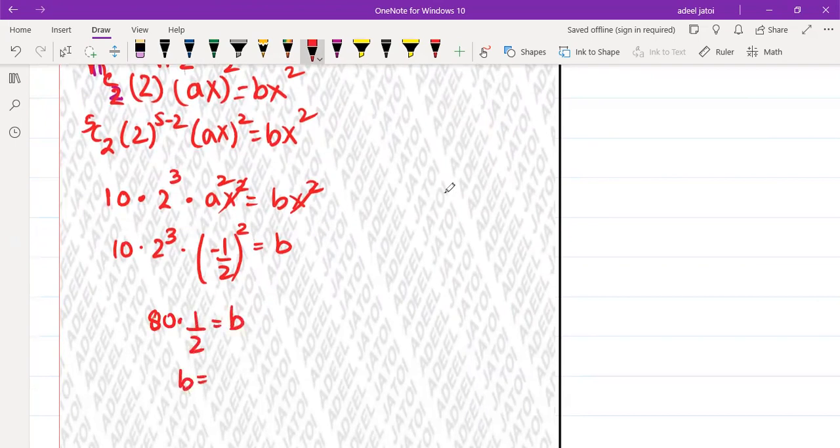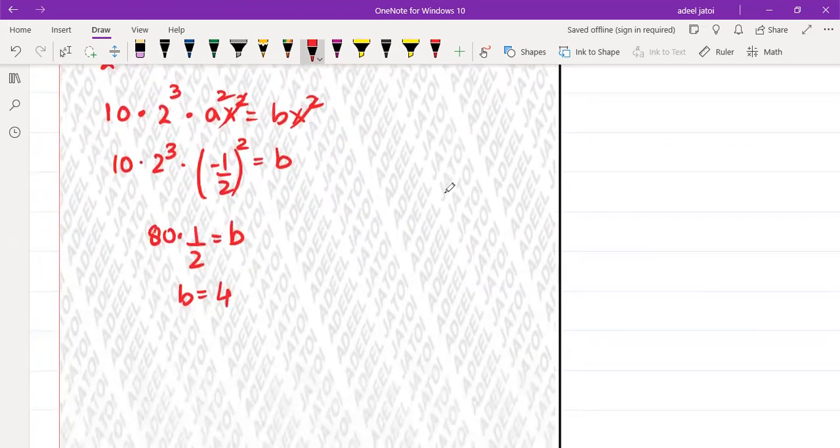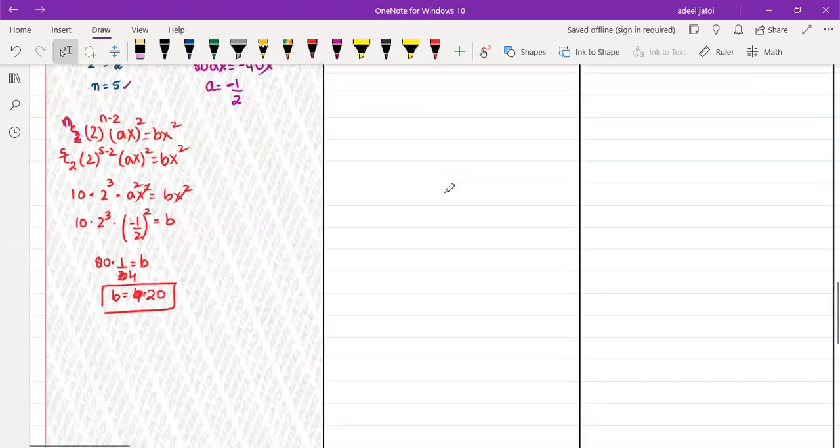The value of b is... the square of 2 is 4, so it should be 20. So the value for b is 20, because the square of 2 is 4. So 80 divided by 4 is 20.